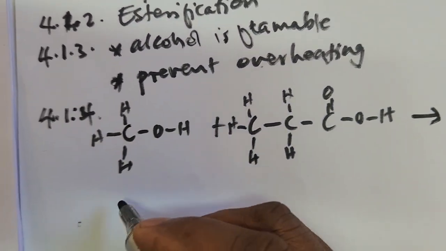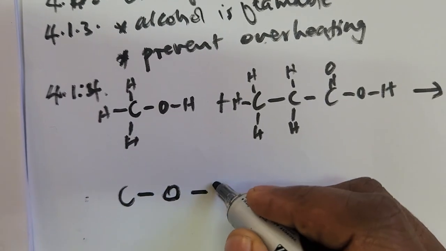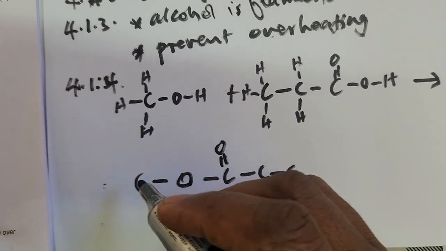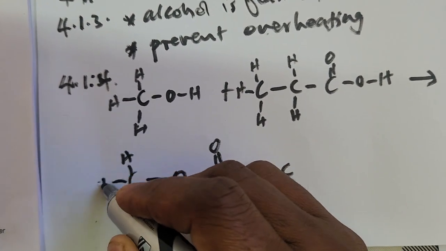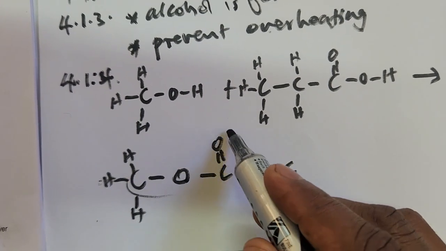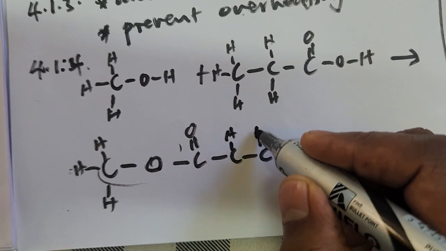Then forms 1, 2, 0, 1, 2, 3. This is the cocoa part. If you're drawing esters, don't forget the cocoa part. It's always useful if you know that.